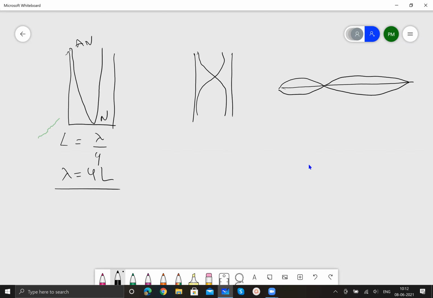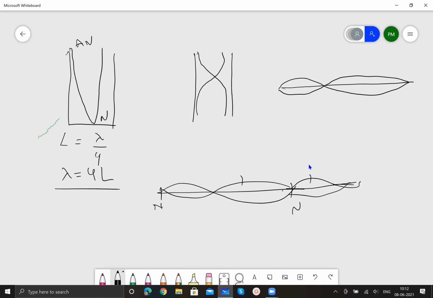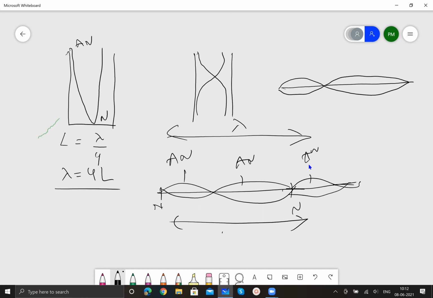Sir, how is the distance between an antinode and a node lambda by 4? In stationary waves, you have to read it, then you'll understand. In stationary waves, the distance between two alternate nodes or alternate antinodes will be equal to lambda. The distance between alternate antinodes or alternate nodes is called the wavelength lambda.